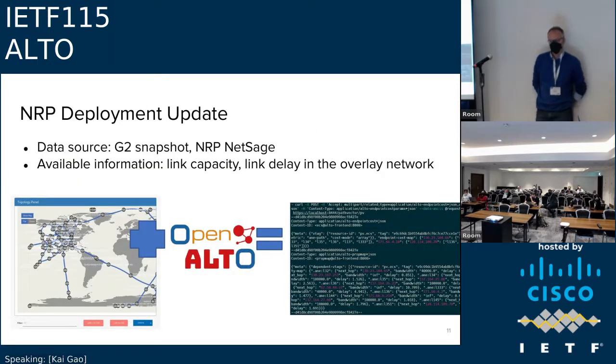And our second deployment effort is to deploy auto in the NRP platform. And with the NRP platform, we're actually leveraging the current deployment of the gradient graph, and then we are making G2 as some kind of interface between the raw information that is collected at NRP and the auto server. And also we get information from the NRP net stage. Basically, it will provide some information about the NRP platform devices and so on. And then with G2 as an interface, we can actually get information about like link capacity and link delay in the overlay network. So next slide, please.